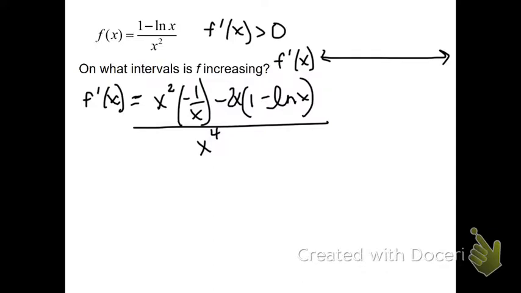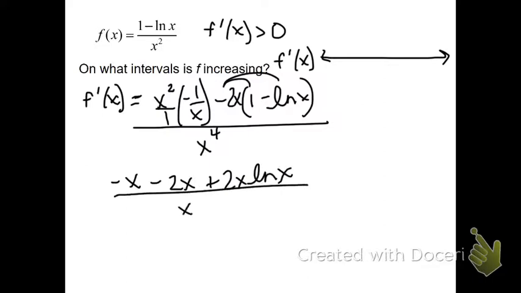Okay, now I'm going to clean that up a little bit. In the first group, I can cancel one of the x's, and I get negative x. I'm going to go ahead and distribute this. Negative 2x plus 2x ln x. And now I'm going to combine like terms.